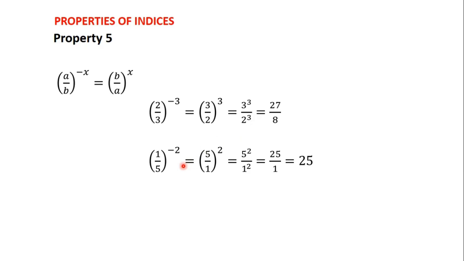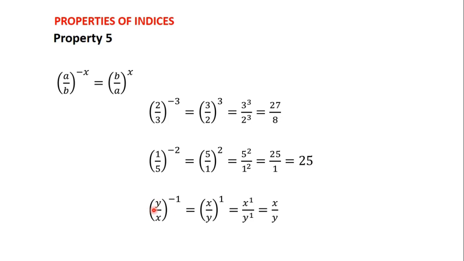In the same way, if you have 1 divided by 5 exponent minus 2, you are going to have 5 divided by 1 exponent 2. So you reciprocate the fraction. Then you distribute the 2 to 5 and 1. So you have 5 exponent 2 divided by 1 exponent 2. This will give us 25 divided by 1, which will give us 25.